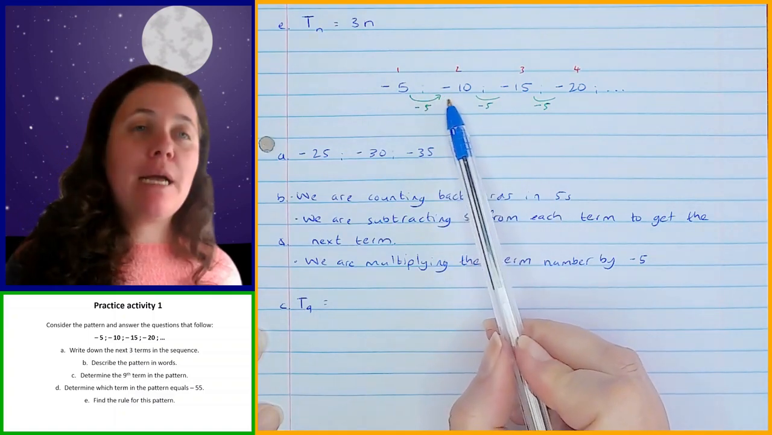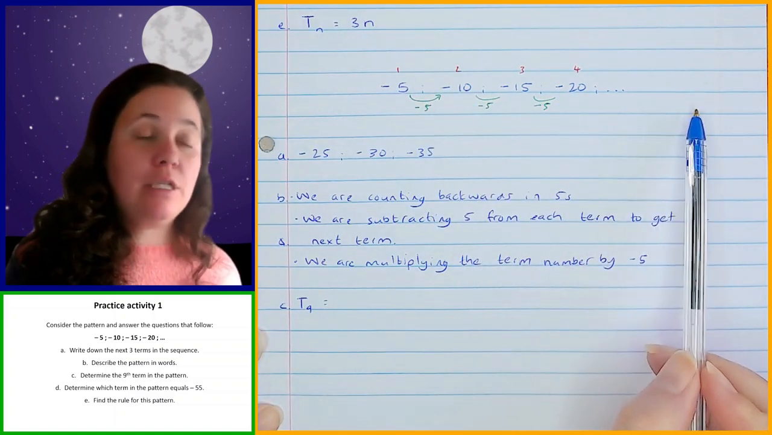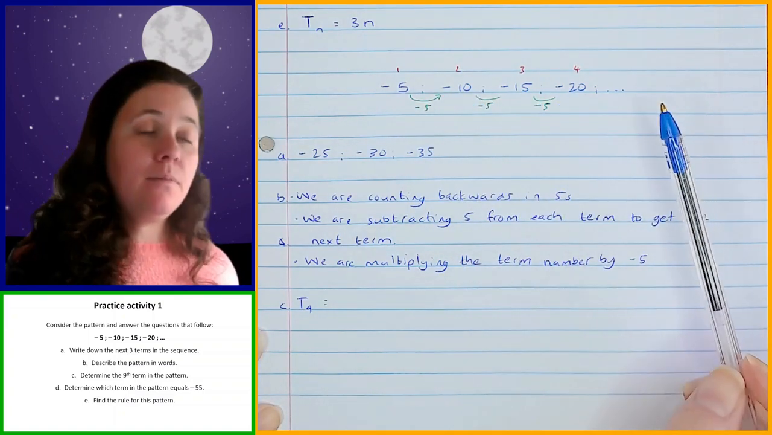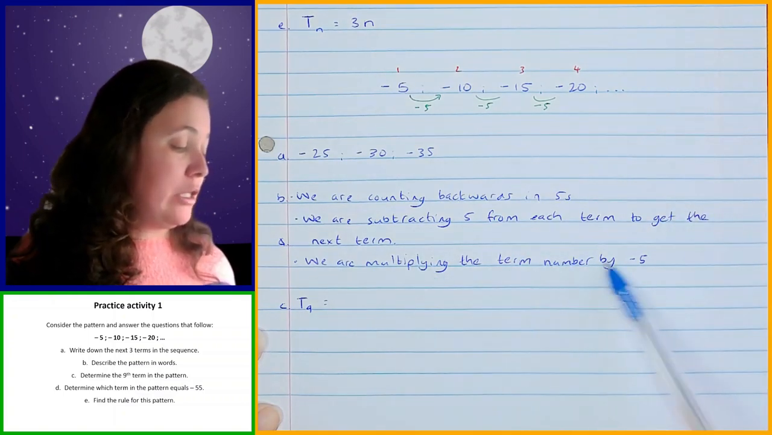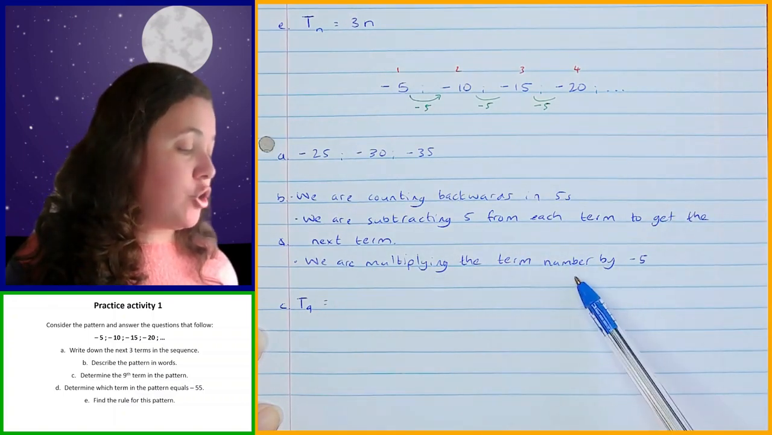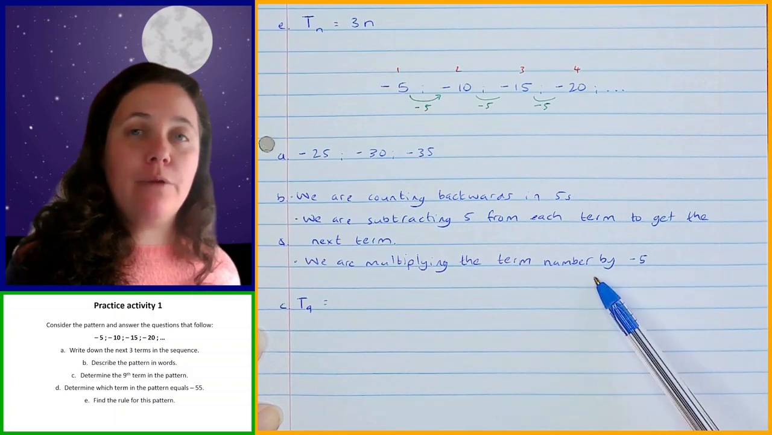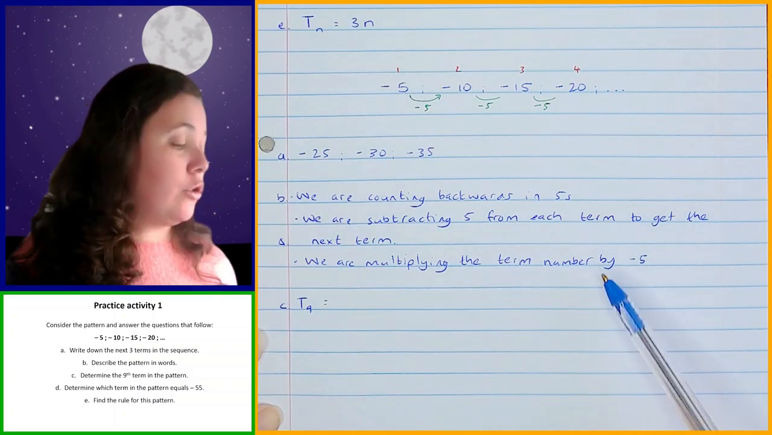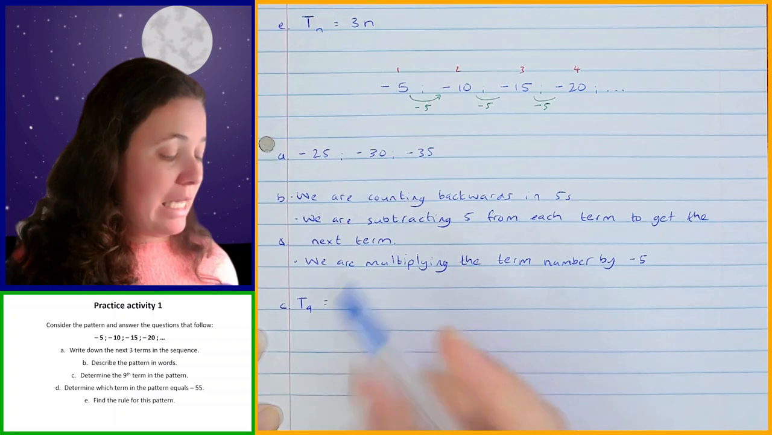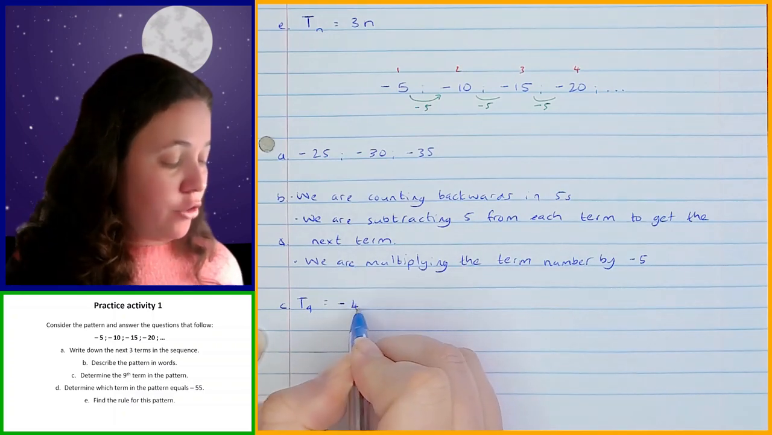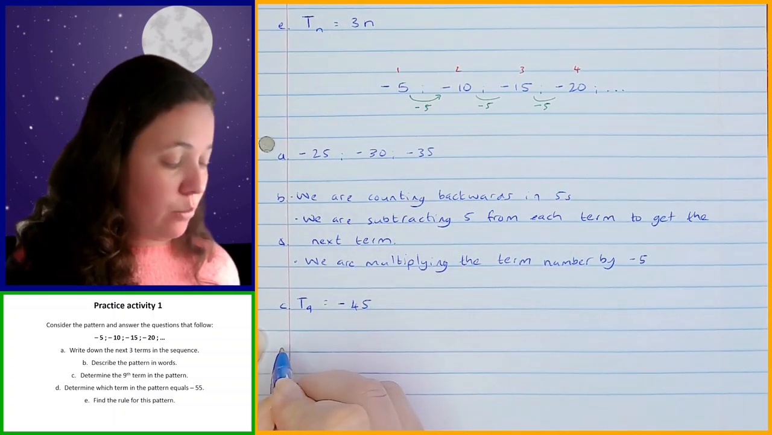Like I said, you can work it out by continuing on counting until you get to the ninth term. Or you can say that we are multiplying the term number by negative 5. The term number for the ninth term would be 9. So if I multiply 9 by negative 5, that gives me negative 45. So either way, you should have got the answer of negative 45 for that one.